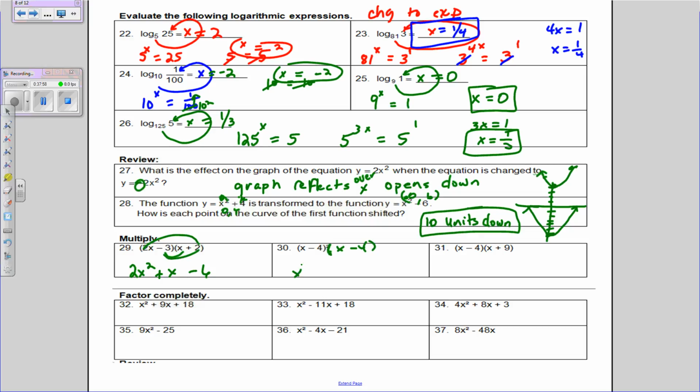We have x squared. The outside is negative 4x. The inside is negative 4x. So we have negative 8x. And the last are plus 16. For 31, first is x squared. The outside are 9x's. The inside are negative 4x's. So I see plus 5x's. And the last are negative 36.